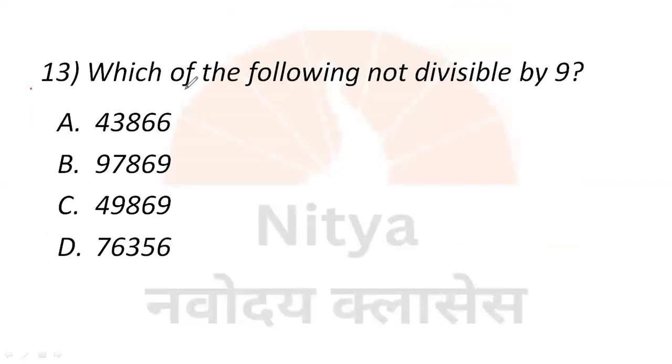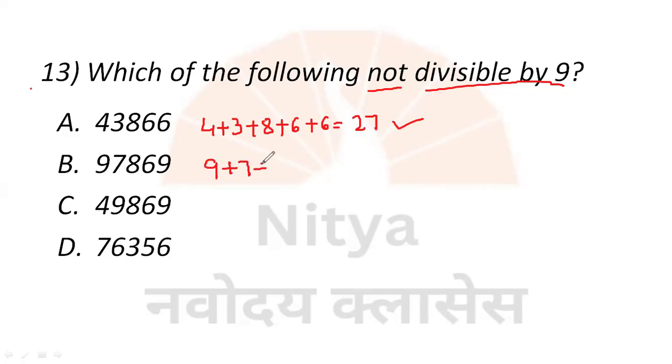13. Which of the following is not divisible by 9? The divisibility rule of 9 is that you sum up the digits. So, 4 plus 3 plus 8 plus 6 plus 6, when we add these digits, we get 27. So 27 is divisible by 9. Okay, so we have to find which is not divisible.